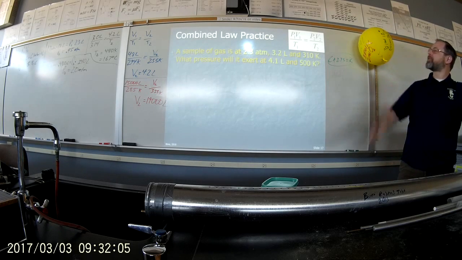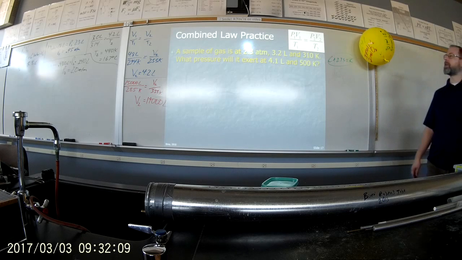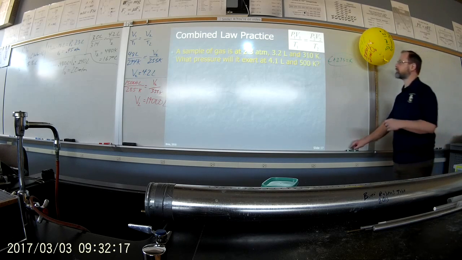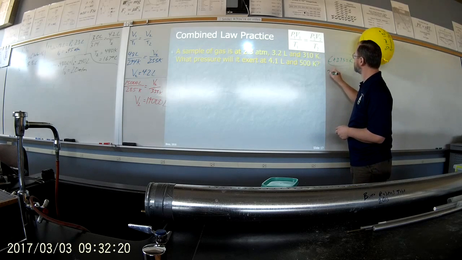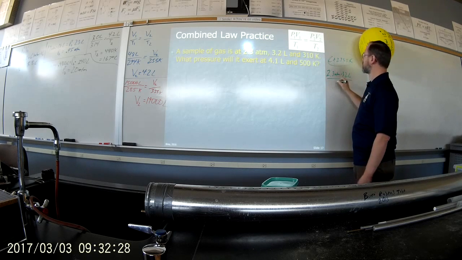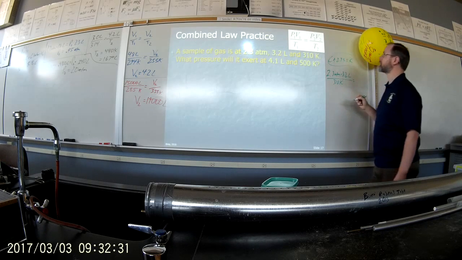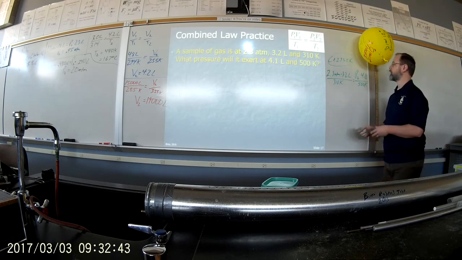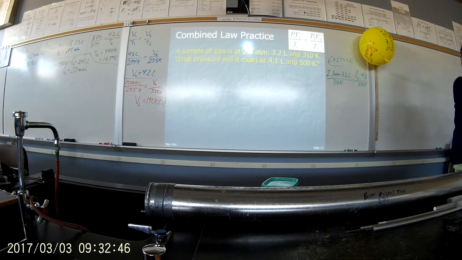A sample of gas at 2.3 atmospheres, 3.2 liters, and 310 Kelvin. What pressure will it exert at 4.1 liters and 500 Kelvin? This one's going to be the math, and these are a little more complicated. Check your work. Choose your favorite algebra technique to solve for your unknown variable. Some people are going to do cross multiplication. Some people are going to multiply or divide both sides by something. I don't want to step on your math teacher's toes. If you need some help, I'll help you.